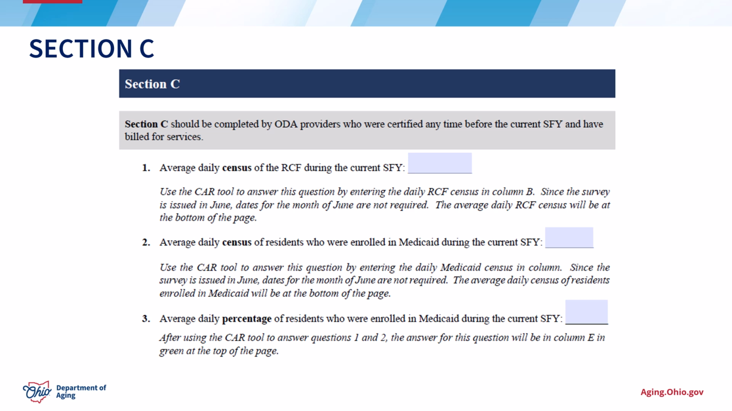And then finally, question number 3 is about percentage of the residents to demonstrate that there was 50% or more on average residents enrolled in the Medicaid waiver program for the current state fiscal year. Next, we'll get into how to complete the tool and answer the questions in Section C.